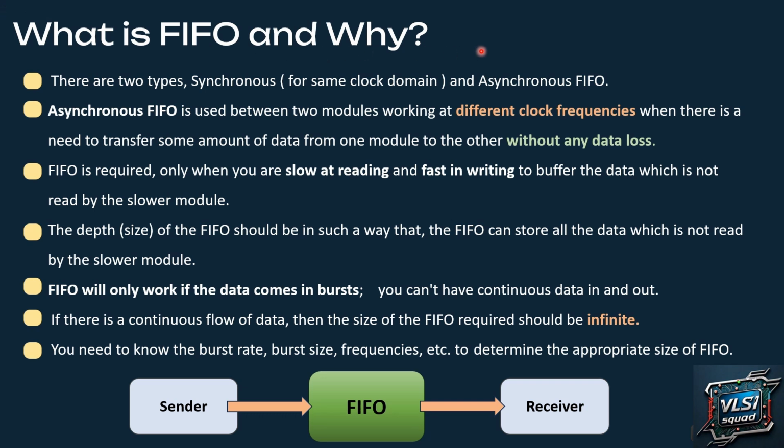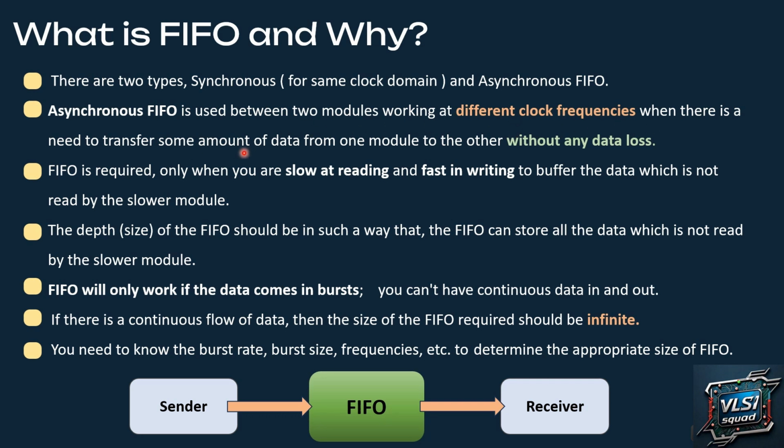Now what is FIFO and why do we need FIFO? There are basically two types of FIFO, synchronous and asynchronous. Synchronous FIFOs are generally used when we need to transfer data within the same clock domain, that is, sender and receiver will be working on the same clock. Asynchronous FIFO is used when we need to send data from a source to a destination and both of them use a different clock. Asynchronous FIFO is used between two modules working at different clock frequencies.